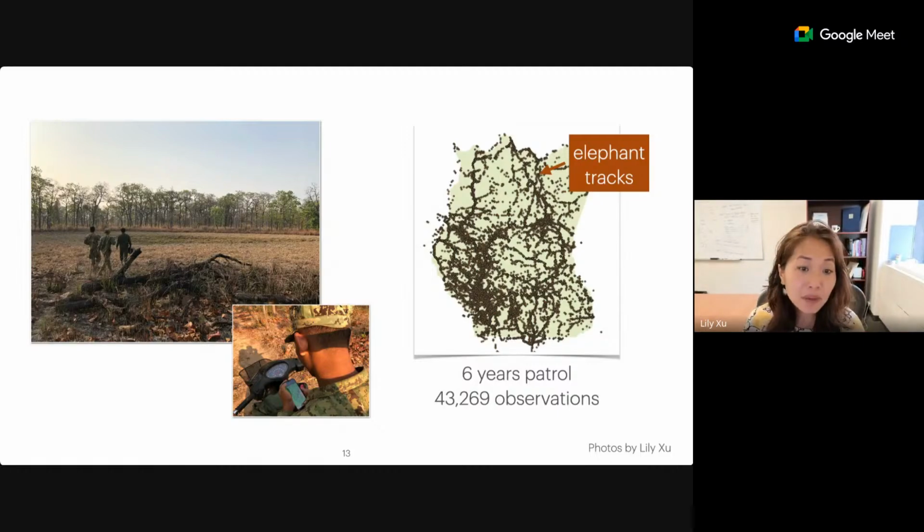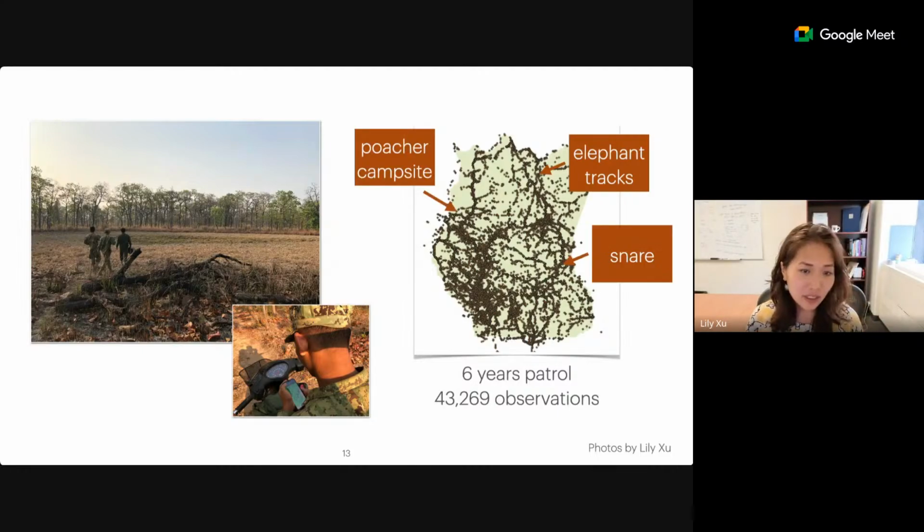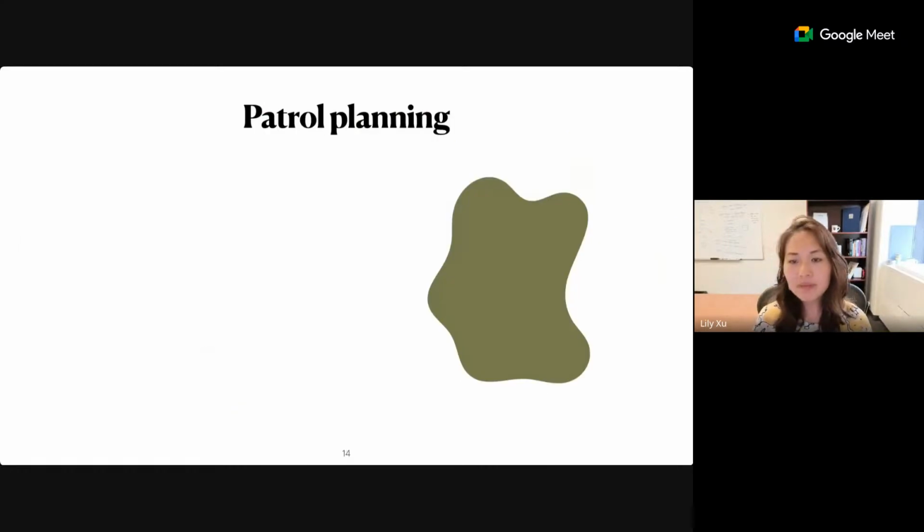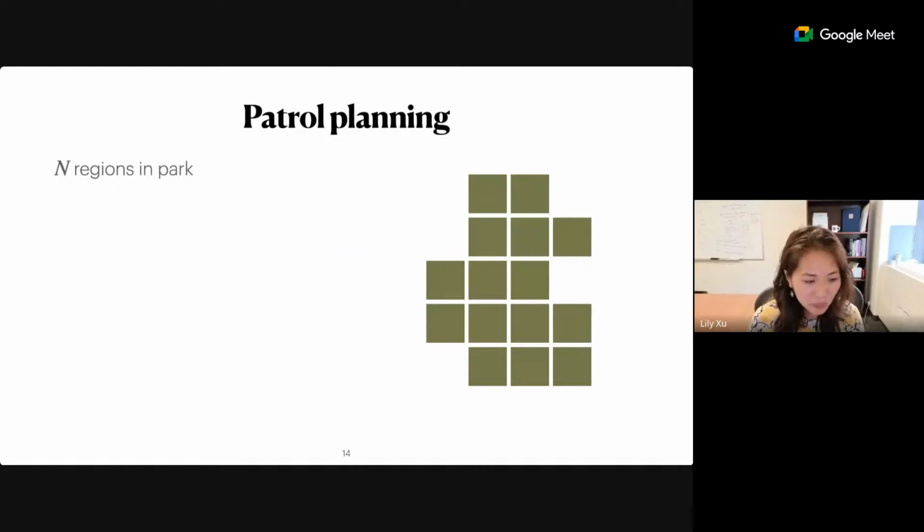And in the observational data that we have, some of these observations are also tagged not just with a GPS coordinate, but also with a sighting of biodiversity or a poaching activity of threats like a snare or ashes from a poacher's campsite. And the question that we have is, how do we translate the historical observations to inform future planning? And we set up this problem by first discretizing the space into some N regions. And we have some associated covariate vector for each region.